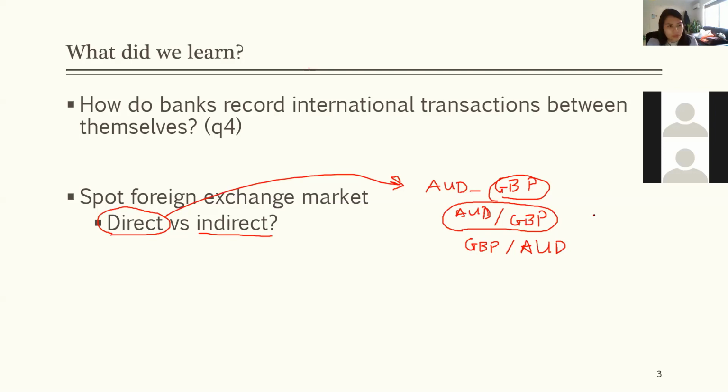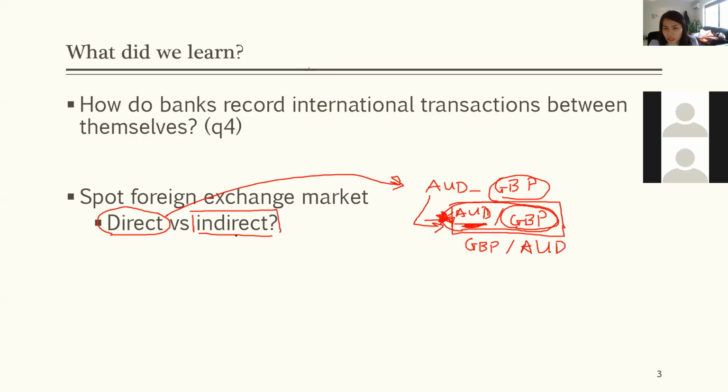Professor, could you just repeat what you said? Okay, sure. So with a direct quotation, we are trying to price the foreign currency in the home currency, right? So if I am an Australian citizen and I'm looking at the value of the Australian dollars versus the pounds, then this will be my direct quote, okay? So here I'm trying to price the pound in the AUD, okay? So this exchange rate tells me how much a pound is worth in the AUD.